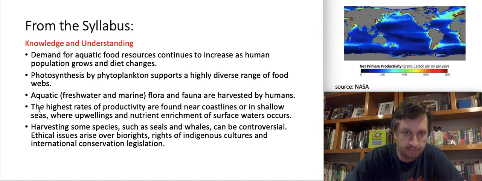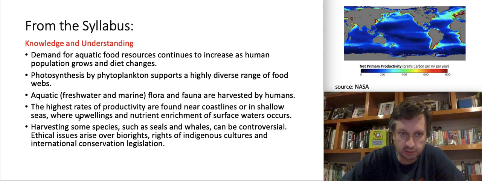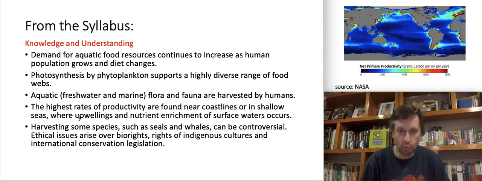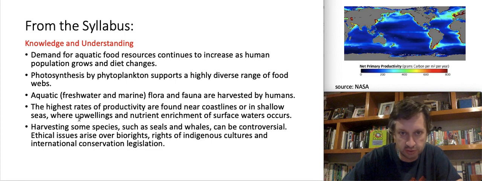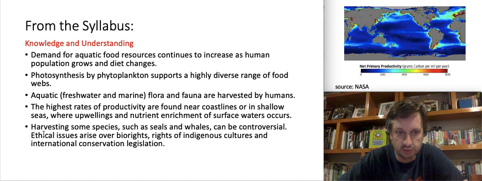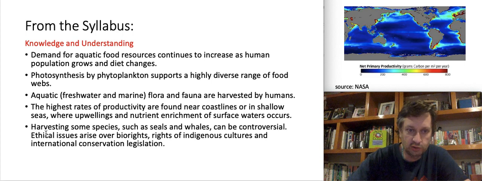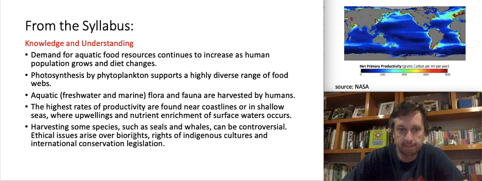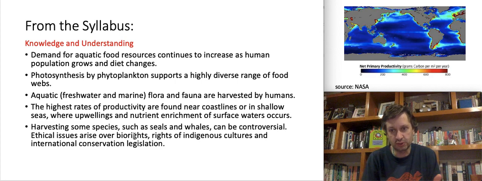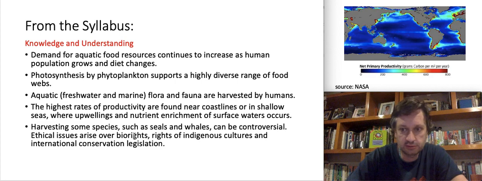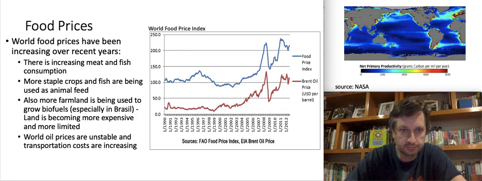Statements of fact again. The highest rates of productivity are found near coastlines, as I've just mentioned, or in shallow seas, where upwellings and nutrient enrichment come towards the surface to provide nutrients for phytoplankton. And then finally, harvesting of some species such as seals and whales can be controversial, and we'll look at the ethical issues, I should say. Okay, so I could stop there really. They're just statements of fact, but let's put a little bit of detail into each of those things.